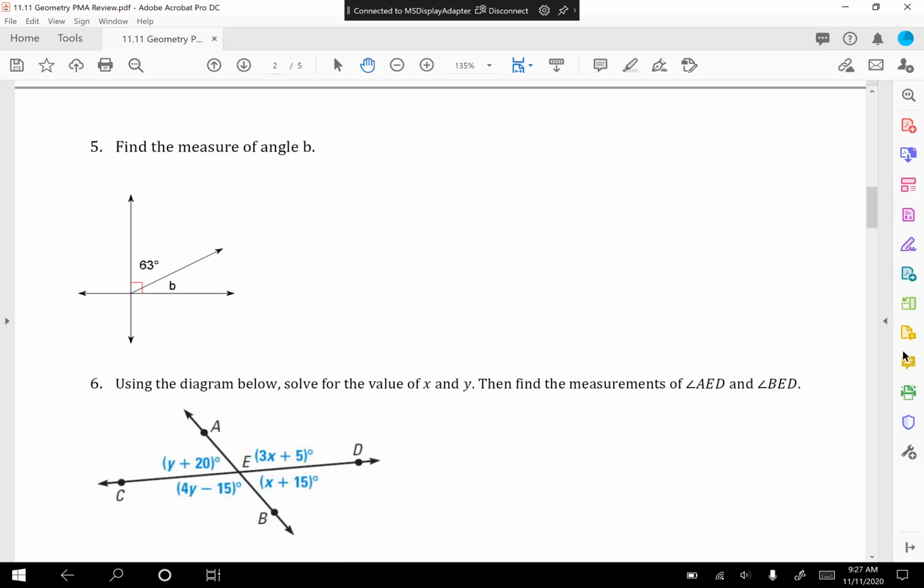So how about number 5, y'all? What does this box mean? A right angle, yeah. So what's a right angle equal to, everybody? 90, exactly. So A, or the 63, plus B has to equal 90. So essentially, you're just going to do 90 minus the 63. And remember, the word for that is complementary.